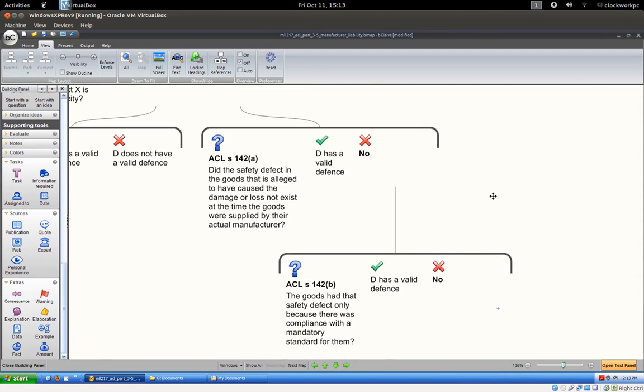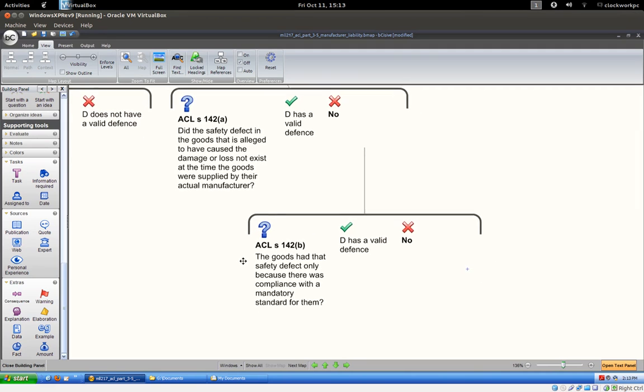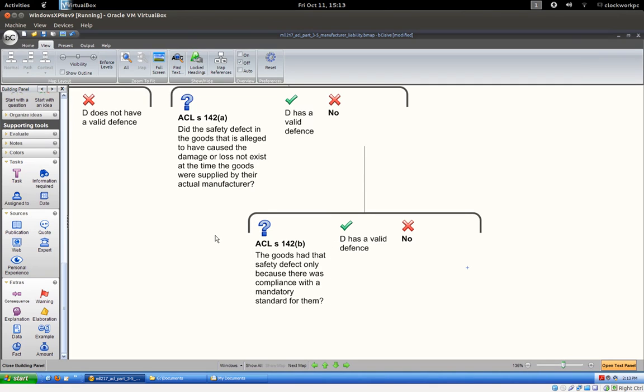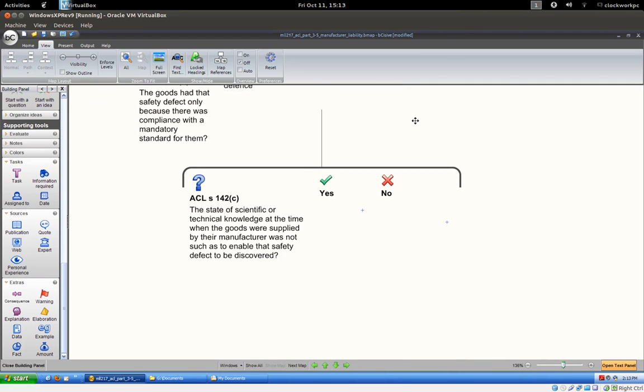So if that first defense, that the safety defect didn't exist, can't be made, alternatively, 142 subsection B, the defendant can argue that the goods had that safety defect only because there was compliance with a mandatory standard for them. Alternatively, ACL section 142C, that the state of scientific or technical knowledge at the time when the goods were supplied by their manufacturer was not such as to enable that safety defect to be discovered.